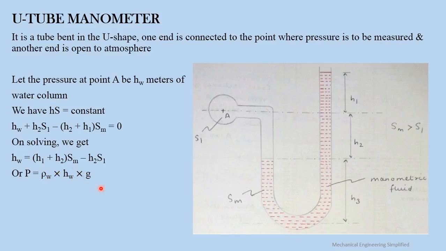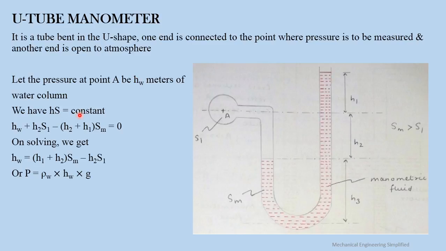So the measurement of pressure will be very simple in this case. If you take this HW, you have to calculate this HW and then simply multiply it with the density of water into G, that is the acceleration due to gravity. And please make a note of it, if you do not want to calculate your height in terms of water column, then you can convert it in terms of some other fluid also.